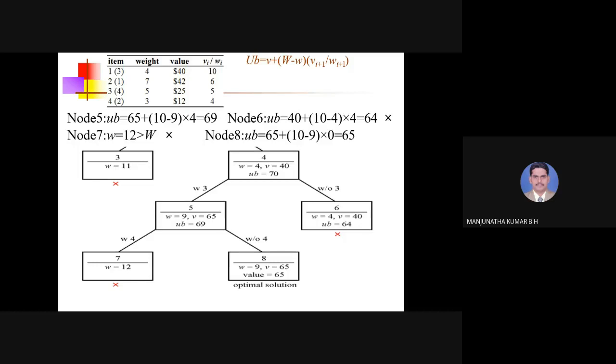Now all the items are considered. You can see node 8 is the optimal solution. The maximum profit gained is 65. The value we got in node 8 is the optimal value. This is the optimal solution. Now in the next slide I will show you the complete state space tree, with all these parts connected, along with the final answer.